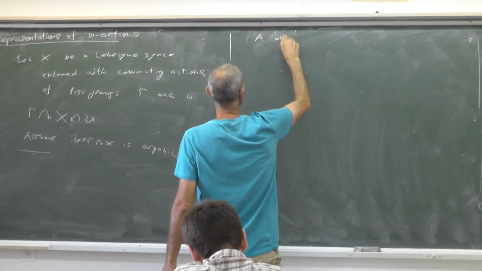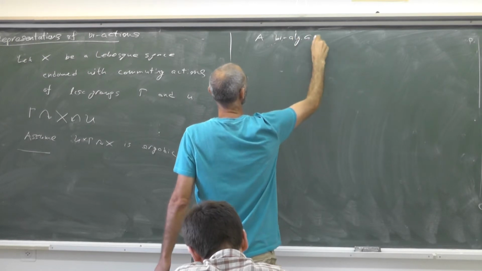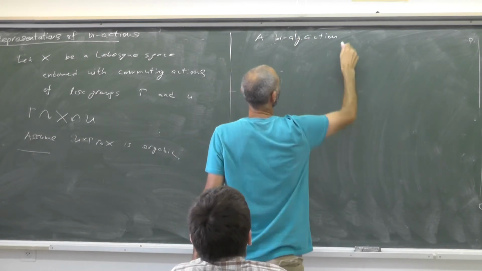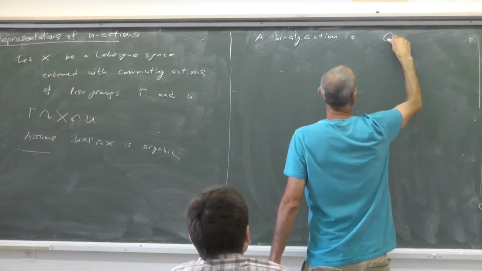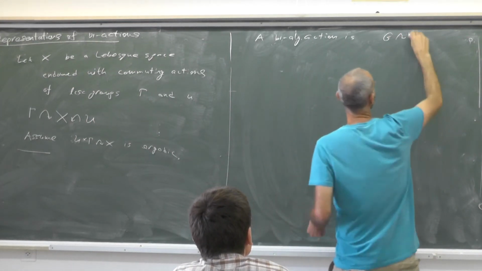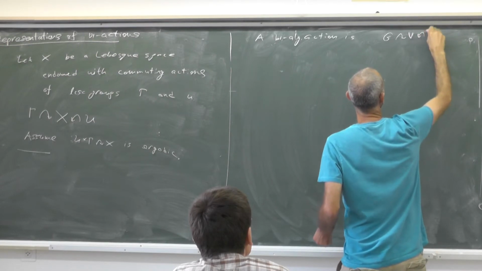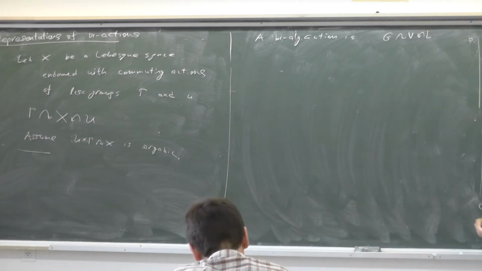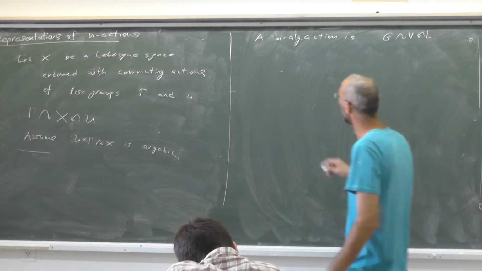A bi-algebraic action is, well, G times L acting on something. Again, I will think of this commuting action as if one acts on the left and one on the right. A representation.